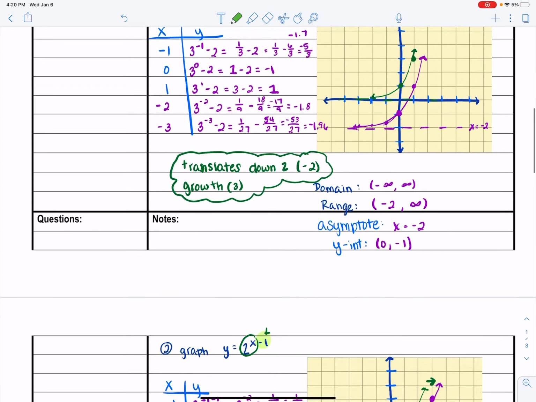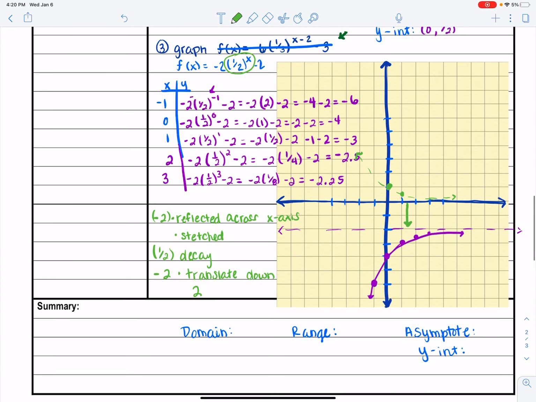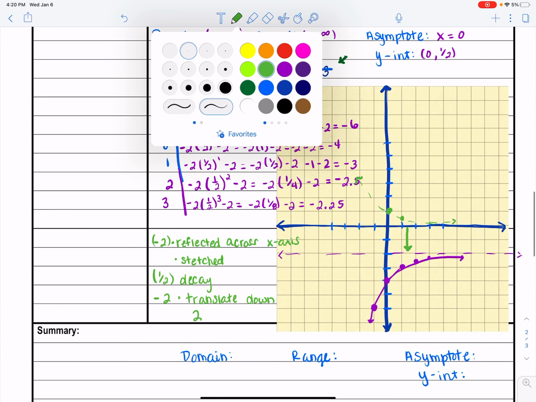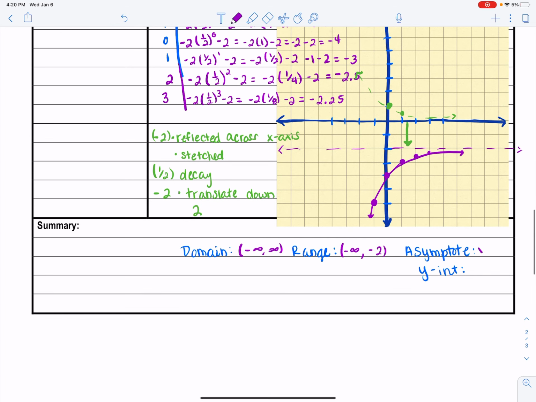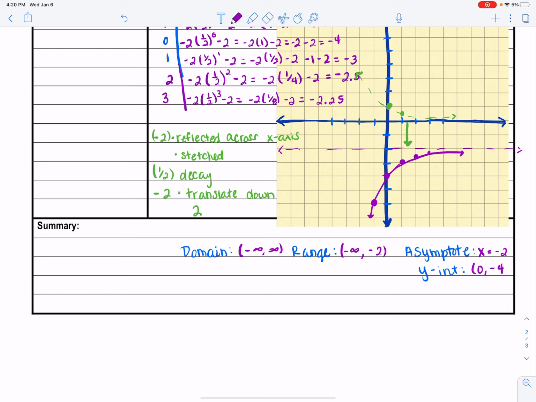Okay, all right. So we need the domain, the range, the asymptote, and the y-intercept. So the domain, it still goes forever left and right. The range is a little bit different because the lowest this graph goes is -infinity, and then the highest it goes is -2. So that's kind of reversed from what you're normally thinking with range. The asymptote we figured out is x equals -2 because we moved down 2 units. The y-intercept happens at 0, -4. And that's it.